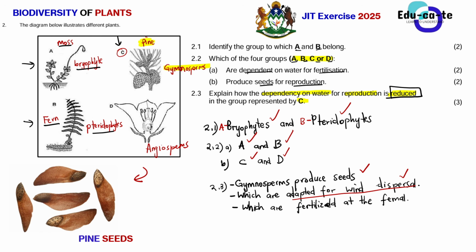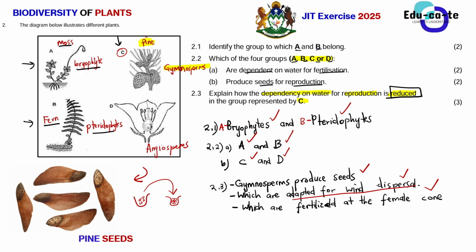So basically, the seeds are produced in the male cone, and then they have to be dispersed by the wind. They are blown away by the wind, and those seeds will now go into the female cone. They are transferred to the female cone, and when they reach inside the female cone, that is where fertilization will take place.